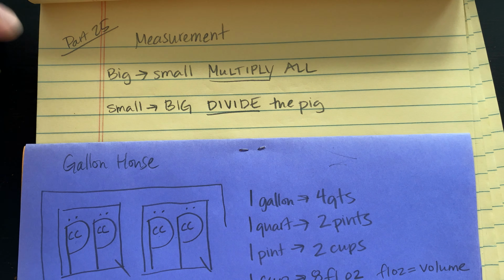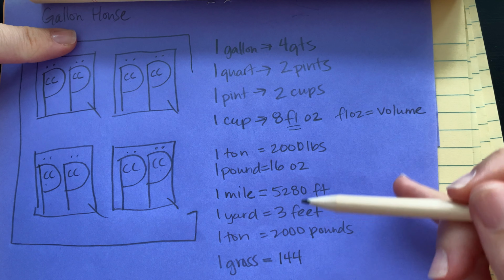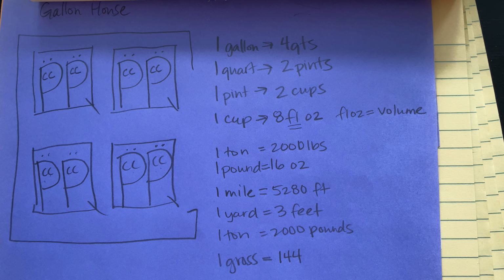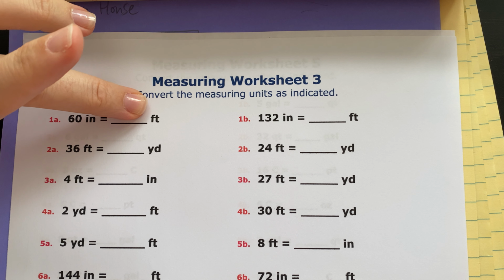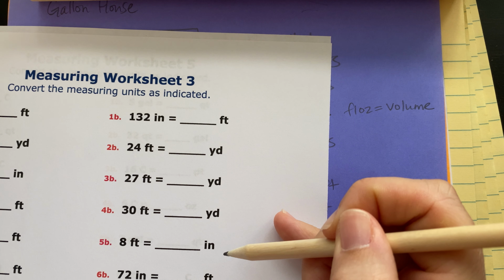In our last video, we talked about the gallon house and some units of measurement that you needed to be familiar with for the AFCT. Today, in this video, we're going to be talking about converting units of measurement. So when I talk about converting units of measurement, I'm saying, like, if you had 60 inches, how many feet would that be? Or if you had 8 feet, how many inches would that be?